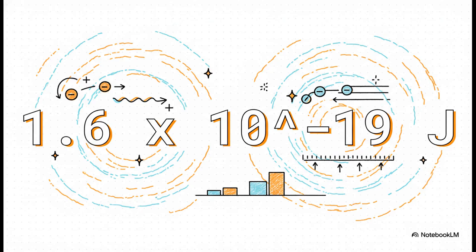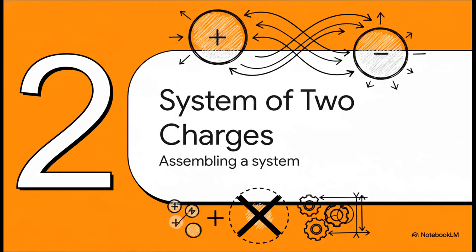And just look at the conversion. It really shows you how small this thing is. 1 electron volt is a mere 1.6 times 10 to the negative 19 joules. It's an unbelievably small packet of energy, but when you're dealing with what a single electron is doing, it's the perfect yardstick.